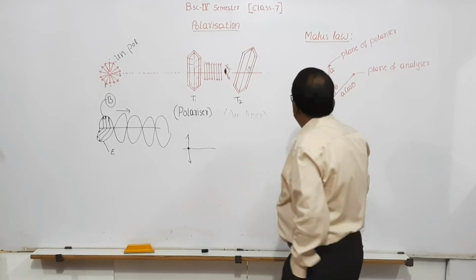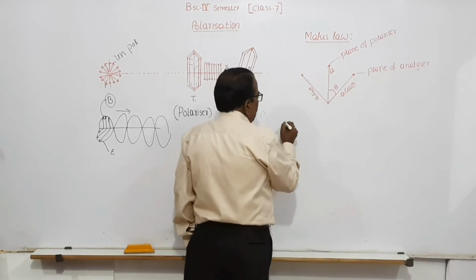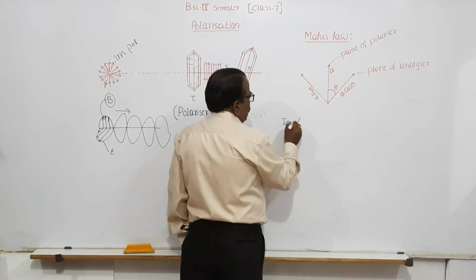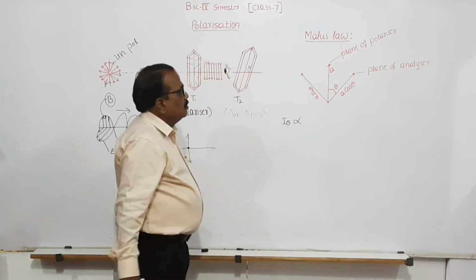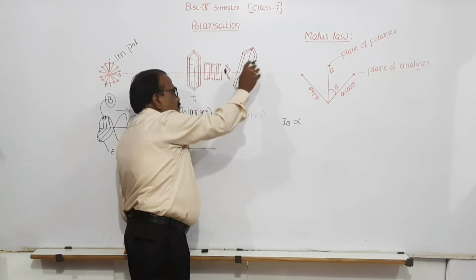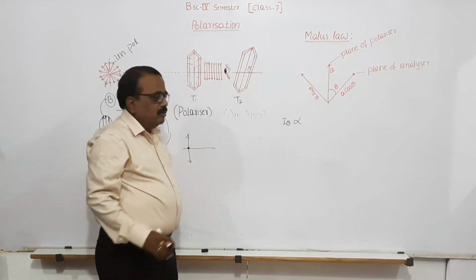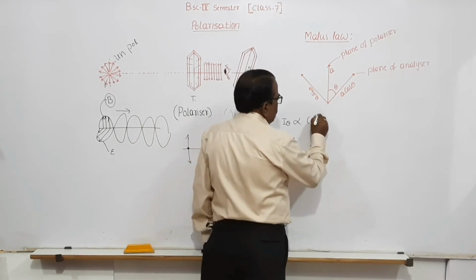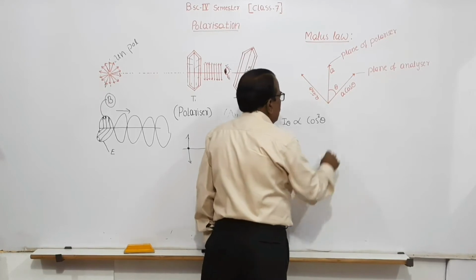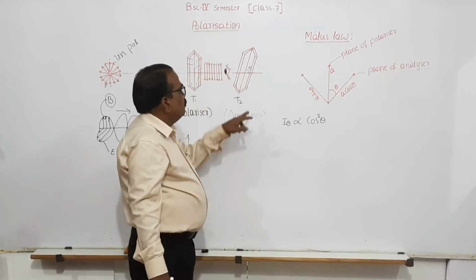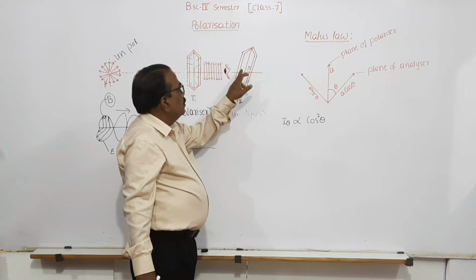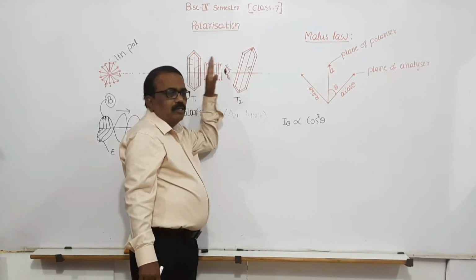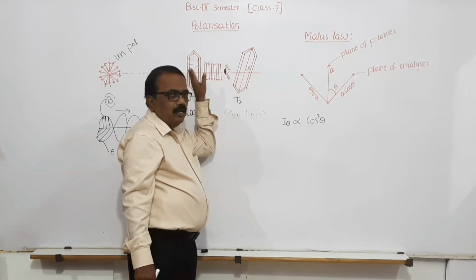According to Malus, the intensity of the light coming out from the analyzer is directly proportional to the square of the cosine of the angle between the axis of the analyzer and the polarizer, or the plane of the polarizer and analyzer.